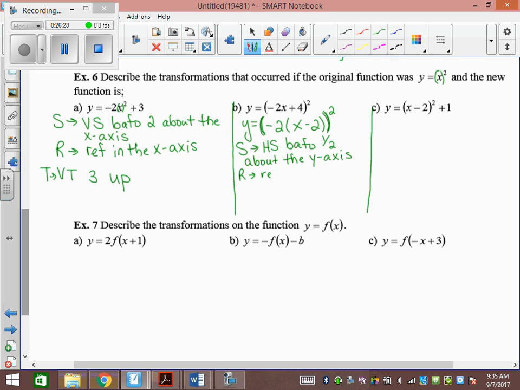Reflection. It's a reflection in the y-axis because it's with the x. And then we have a horizontal translation. Oops, it's supposed to be a t. T is a horizontal translation to what? Right.